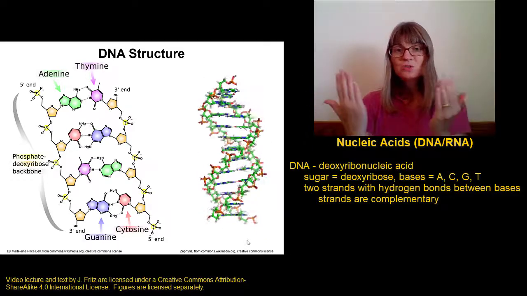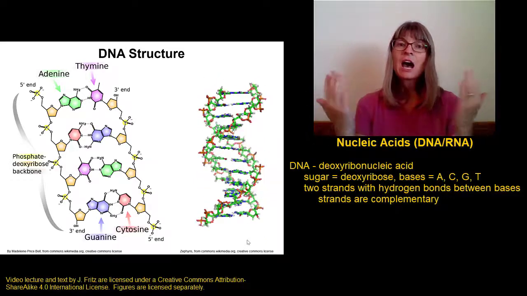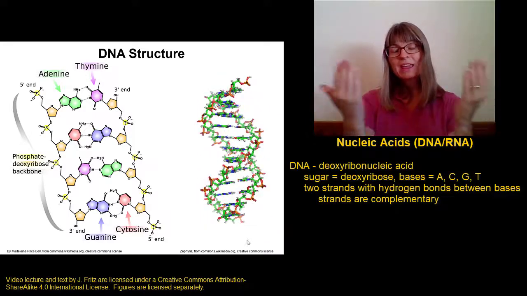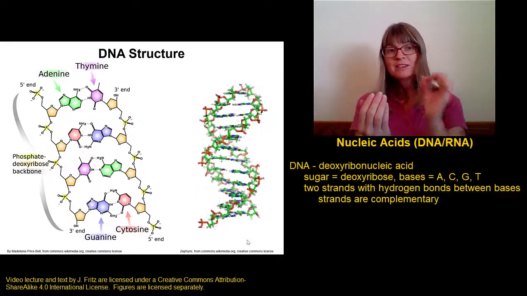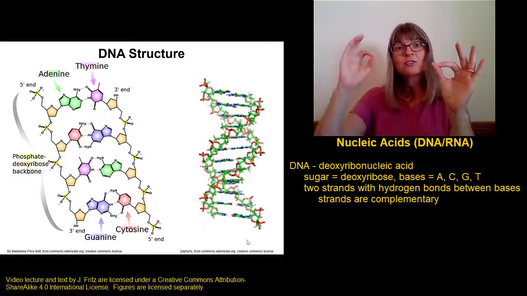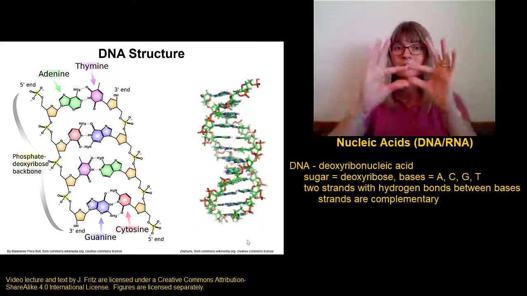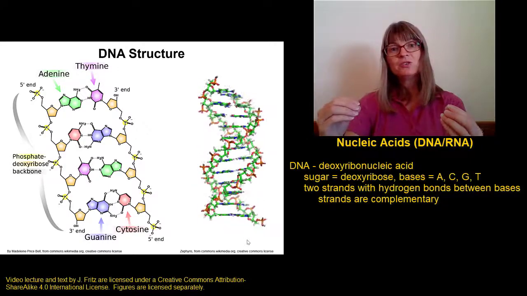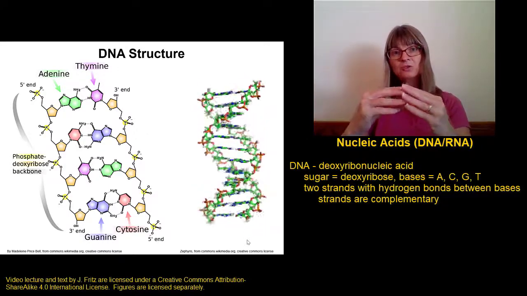We say that these 2 different strands of DNA are complementary. They're not exactly the same, they're not identical, but they complement each other, which means that if I have an A on one strand, there's going to have to be a T on the other strand for them to form hydrogen bonds with each other. And if there's a C on one strand, there's got to be a G on the other so they can form hydrogen bonds.